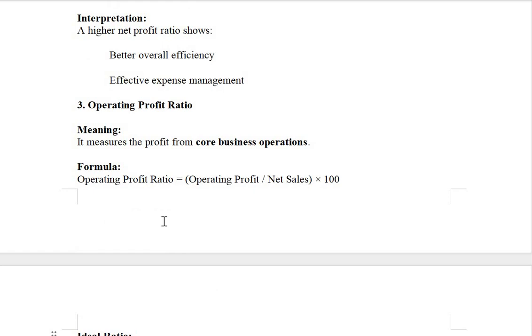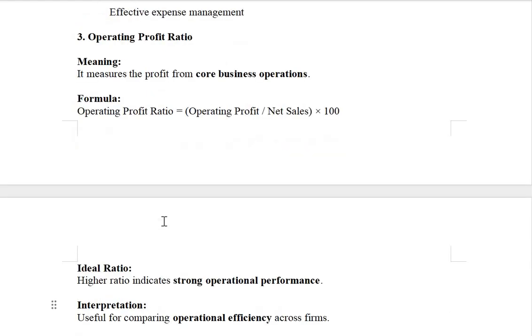Next we will move on to the operating profit ratio. What do we mean by the term operating profit ratio? The operating profit ratio measures the profit from the core business operation, that is, how the business operation is related to the profit. The operating profit ratio can be computed by using the formula operating profit divided by net sales into 100. So how can we compute the operating profit? The operating profit can be computed as gross profit plus operating expenses minus non-operating expenses.